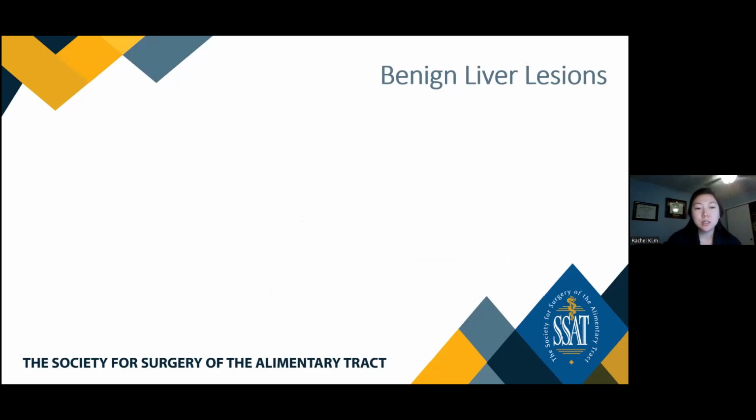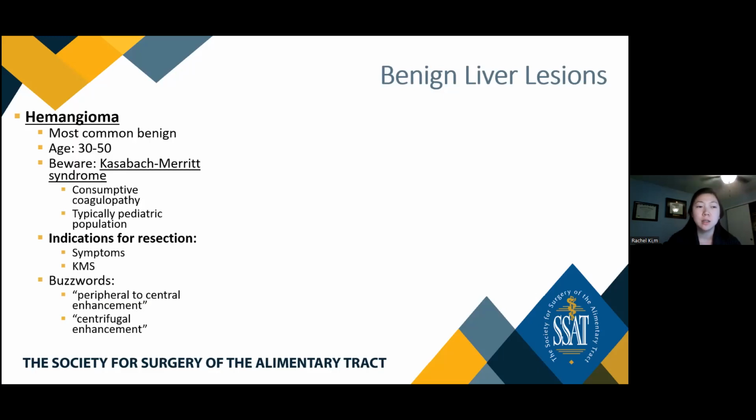So, benign liver lesions. I'm just going to go over some general facts really quick, but I think most people are most interested in how you differentiate between them on cross-sectional imaging. I think those are very commonly tested. So hemangiomas are the most common benign liver lesions. They usually present in mid life, third to fifth decade.